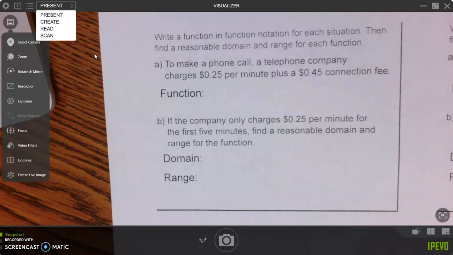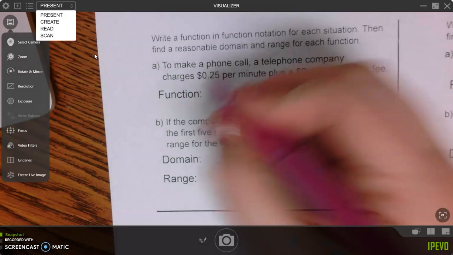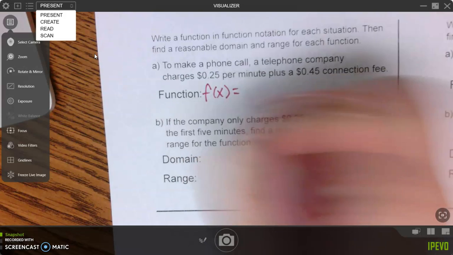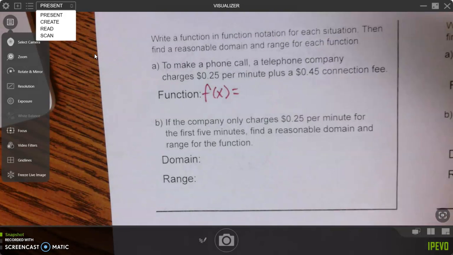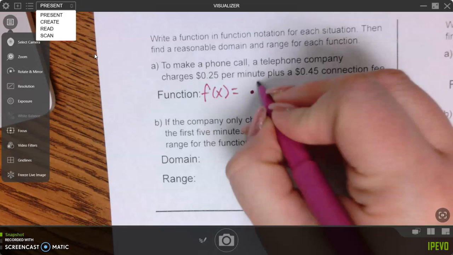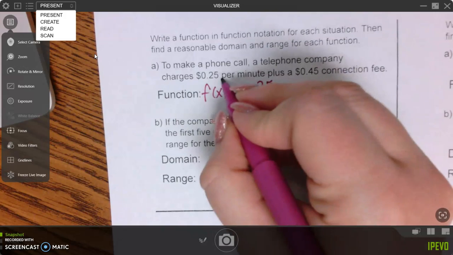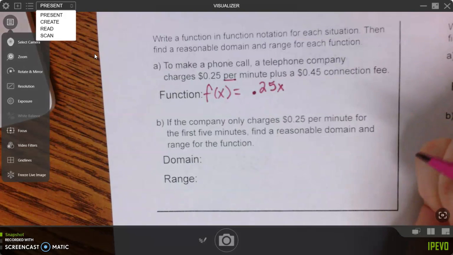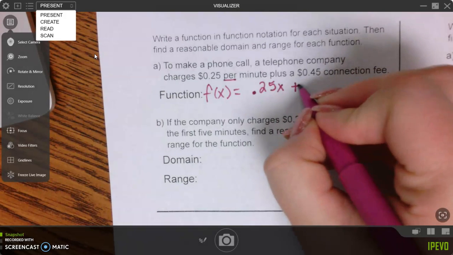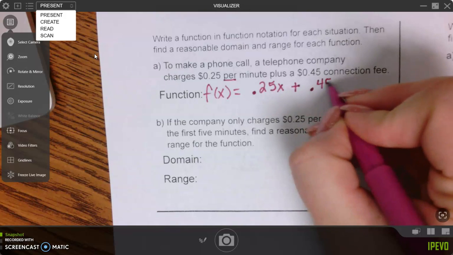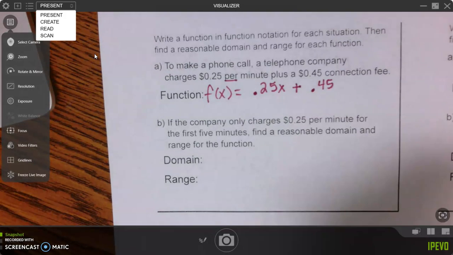This says write a function and function notation for each situation. Then find a reasonable domain and range for each function. To make a phone call, a telephone company charges 25 cents per minute plus a 45 cents connection fee. What is your function? Whenever you're starting these out, it always starts with f of x equals. That is function notation. In this situation, it's 25 cents per minute. Anytime you see that word per, that means you're multiplying, that's where your x goes. And then plus 45 cents connection fee. That is your function. That is part A.